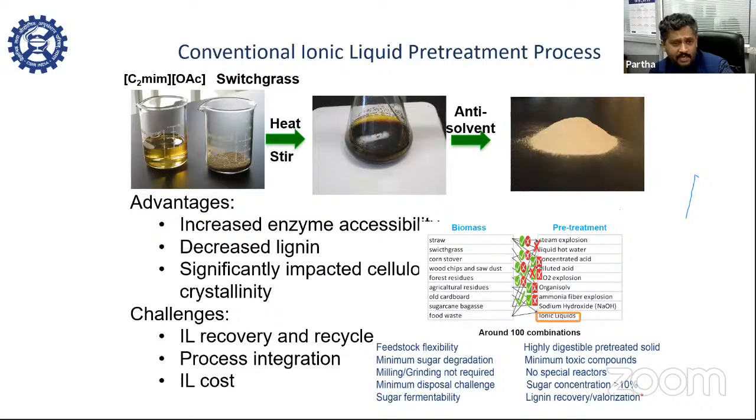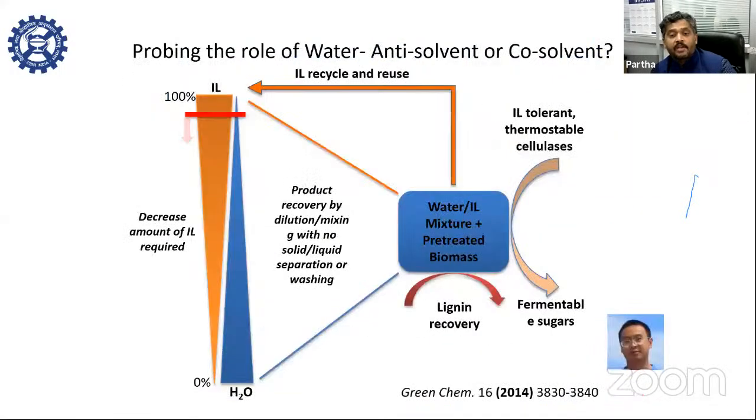I'll just very quickly tell you the process: take the biomass, add the ionic liquid, heat and stir for a few hours, add an anti-solvent, and you will get the sugar. It provides higher accessibility and decreased lignin content. These are the advantages, but the process is very expensive, because the ionic liquid is expensive. 1-ethyl-3-methyl imidazolium acetate also comes from the petroleum industry, and that adds to the cost. So we thought of creating a new method or process using computational approaches.